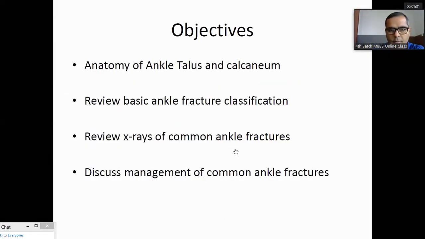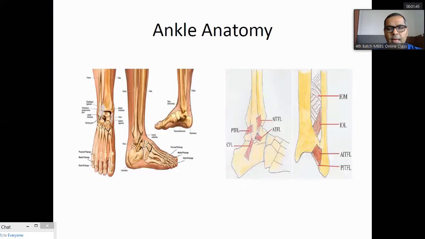Alright. So we have set some certain objectives: anatomy, fracture classifications, what are the common fractures, and how do we actually manage them. These are our learning objectives for today. Coming to the anatomy, this ankle joint is formed by the distal part of the tibia and fibula and the talus.